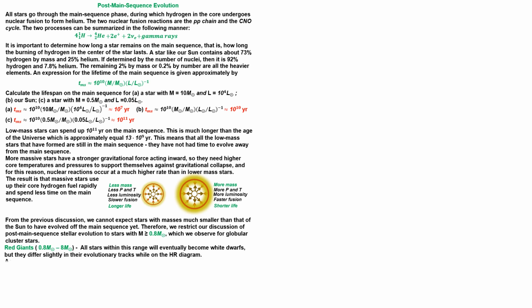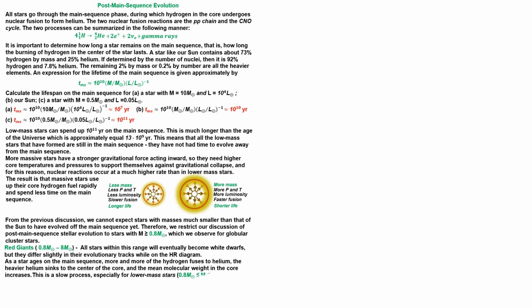As a star ages on the main sequence, more and more of the hydrogen fuses to helium. The heavier helium sinks to the center of the core, and the mean molecular weight of the medium in the stellar core increases. This is a slow process, especially for lower mass stars, and less so for higher mass stars.